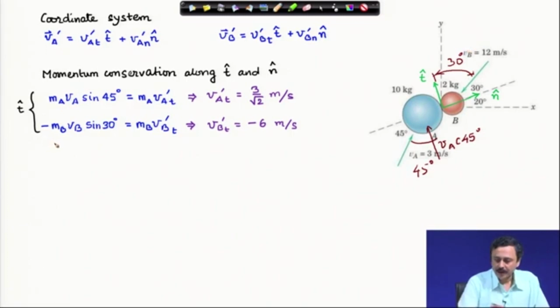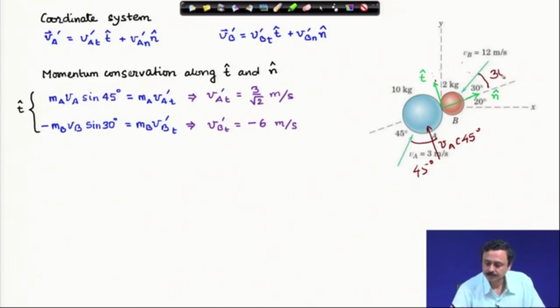Therefore, you can check that this is in the negative tangential direction. Therefore, I have written it out with the proper sign. So, minus m b v b sin 30 degree, sorry, this angle is 30 degree. That angle is 60 degree, this angle is specified as 30 degree. This angle is 30 degree.